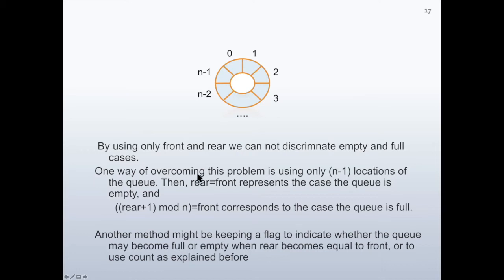One way to overcome this problem is using only n-1 locations of the queue. Then rear equal to front represents the case queue is empty, and rear plus 1 mod n equal to front corresponds to the case queue is full. Another method might be keeping a flag to indicate whether the queue may become full or empty when rear becomes equal to front, or to use count as explained before.